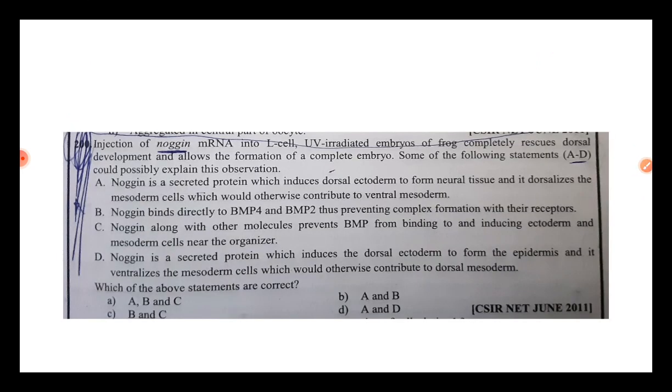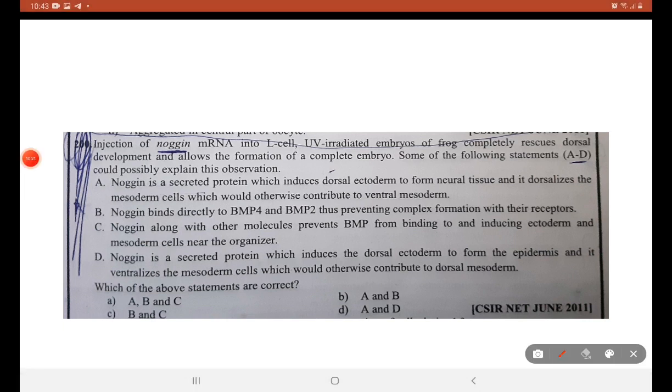Noggin. I have discussed Noggin earlier. Noggin binds directly with BMP4 and BMP2 and thus prevents the signaling complex. D is the right answer. Noggin is a secreted protein that induces dorsal ectoderm to form neural tissue, and it dorsalizes the mesodermal cells which could otherwise contribute to ventral mesoderm. A is the right answer. Noggin acts along with other molecules to prevent BMP. It's not with other molecules; it itself goes and inhibits. So C can't be the right answer. B is the right answer.